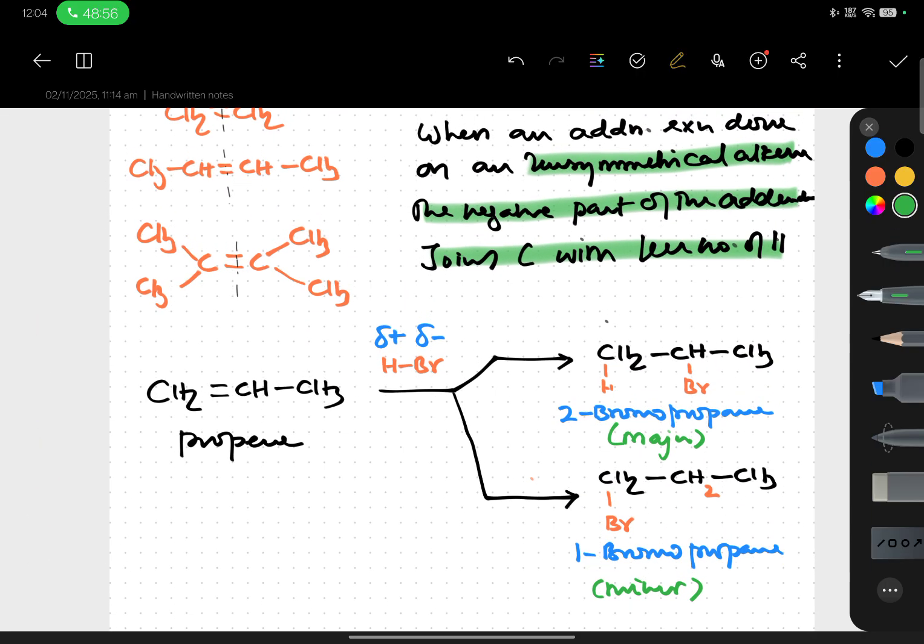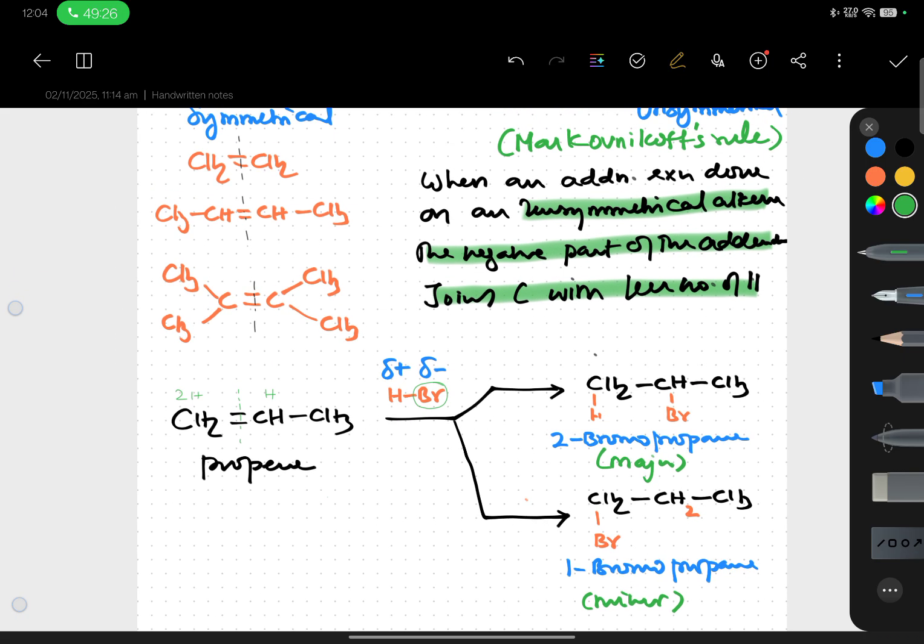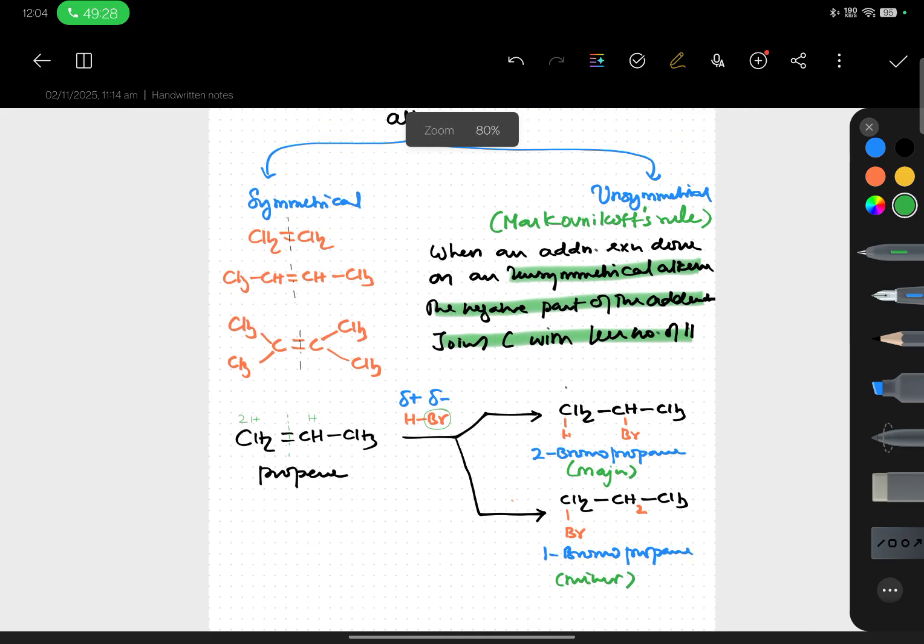It states that when you do an addition reaction to an unsymmetrical alkene, remember you draw a line here and check on the double bond, both the sides have different groups. So it is an unsymmetrical alkene. So which is the negative part here? Here the negative part is the Br. So they say that the negative part adds to the carbon with less number of hydrogen in an alkene. So here you have two hydrogen, here you have only one hydrogen. So the negative will go to the central carbon as per Markovnikov's rule. Copy this.